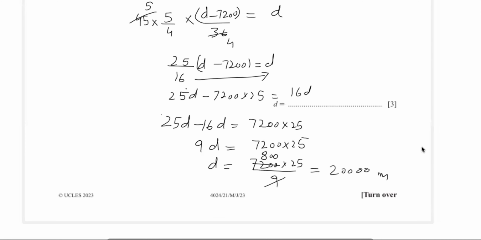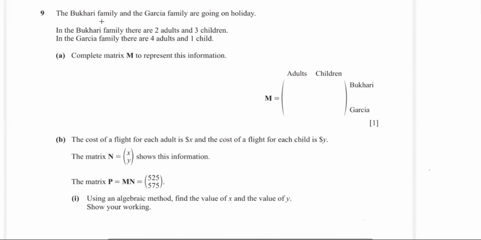This is the answer. Question 9. The Bukhari family and the Garcia family are going on holidays. In the Bukhari family, there are 2 adults and 3 children. In the Garcia family, there are 4 adults and 1 child. Complete the matrix M to represent this information. You see here, Bukhari family, there are 2 adults and there are 3 children. And the Garcia family are 4 adults and 1 child.